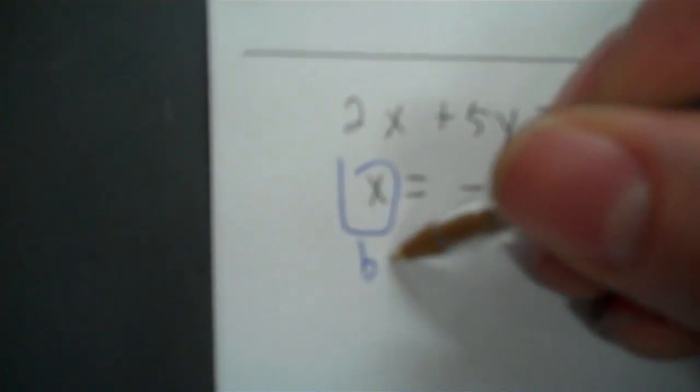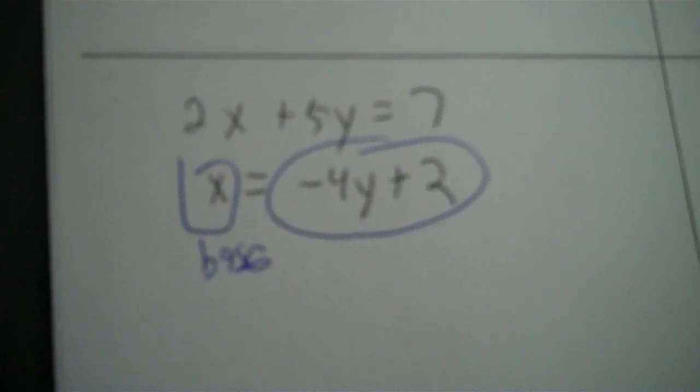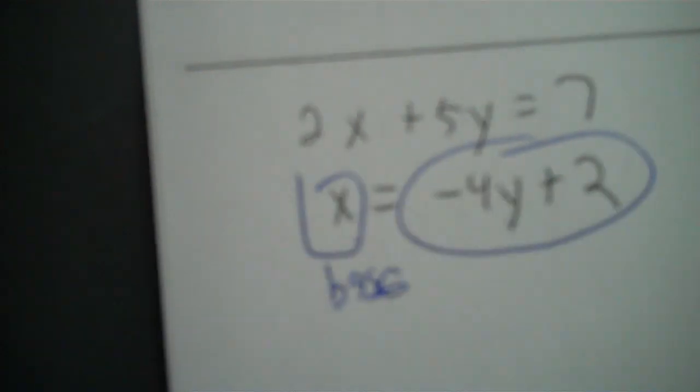Okay, my next problem, we have 2x plus 5y equals 7, and then we have x equals negative 4y plus 2. So, this time the base is x. So I write my non-base, 2x plus 5y equals 7. So now the parentheses goes to x. That's where the parentheses goes. Well, how do you know where to put that? Whatever the base is.